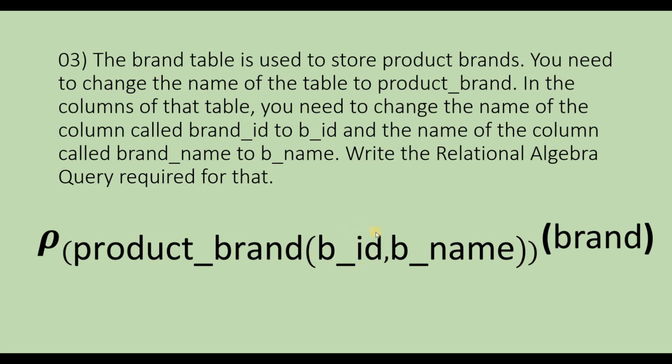First I have changed the column names to BID and BName, and also here I have changed the table name within brackets. So within brackets I have applied the column names, and here's the new table name and the new column names, and here's the relation. That means here's our table that we are going to rename, the table name and the column names. Here's the relation or the table we are using. So here's the answer for the third question.